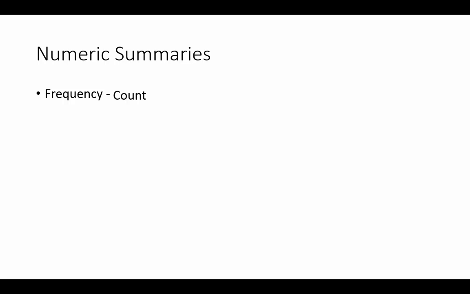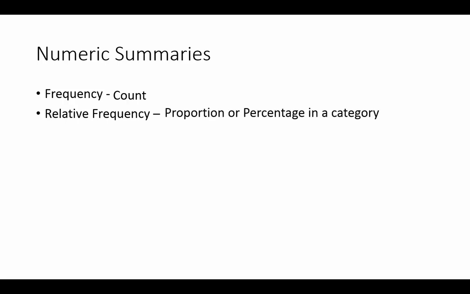The next numeric summary that we have for categorical data is referred to as relative frequency. It's referred to that because it's the count of the individuals relative to the total. So, for example, if I was looking at eye color, a relative frequency for brown eyes would be the count of people with brown eyes over the total number of people I had with eye color data.